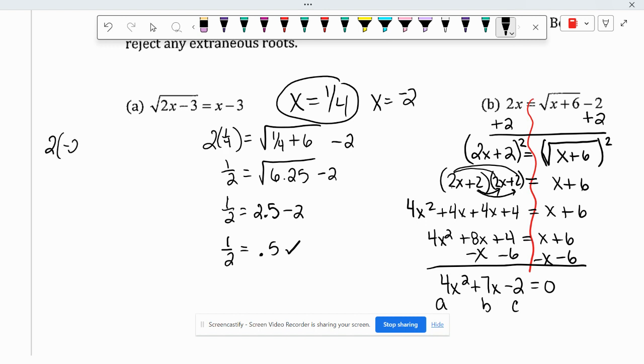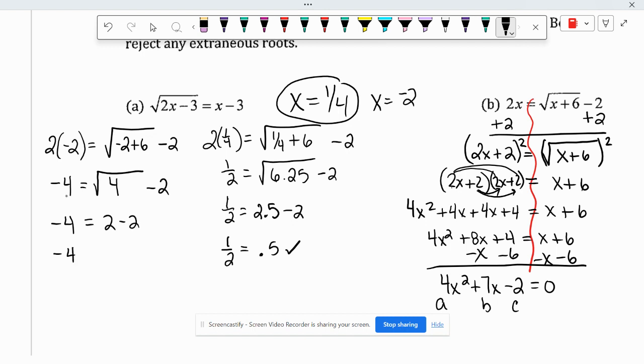Now we got to check the negative 2. 2 times x is negative 2 equals the square root of negative 2 plus 6, minus 2. 2 times negative 2, that's negative 4, equals the square root of negative 2 plus 6 is 4, minus 2 on the outside. The square root of 4 is what? 2. What is 2 minus 2? Negative 4 does not equal 0. This solution right here is called extraneous. Okay, does not work.